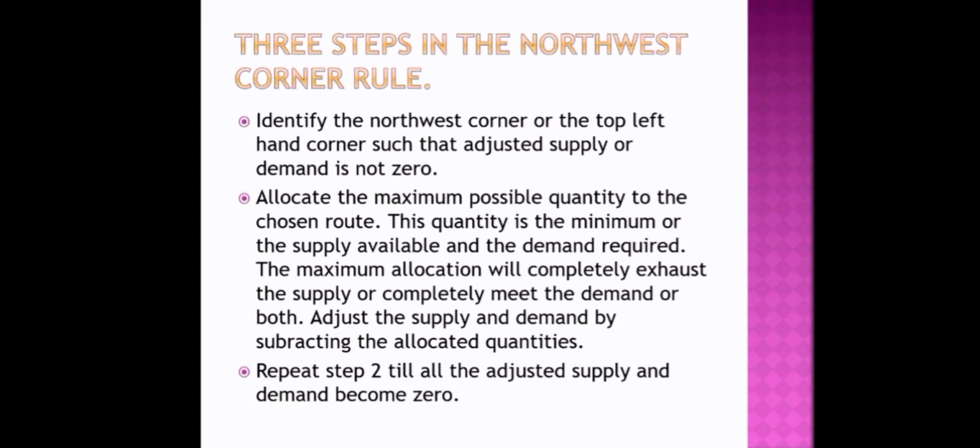The first step is to identify the northwest corner, or the top left hand corner, such that adjusted supply or demand is not zero. The second step is to allocate the maximum possible quantity to the chosen route. This quantity is the minimum of the supply available and the demand required. The maximum allocation will completely exhaust the supply or completely meet the demand, or both. Adjust the supply and demand by subtracting the allocated quantities. And the last step is to repeat step 2 until all the adjusted supply and demand become zero.